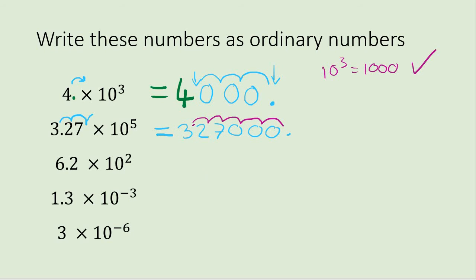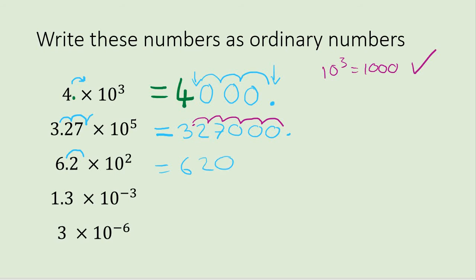Okay, and the last one, the same thing again. We've got a 10 to the 2 there, so that decimal point needs to move twice. It's going to move once here, 6, 2, and then it needs another 0 on the end to make it move 2 times, 1, 2.